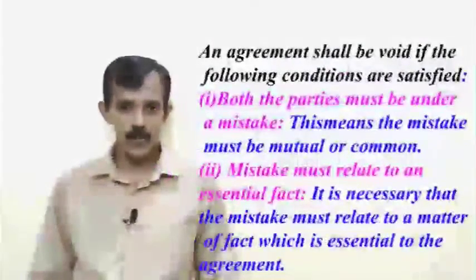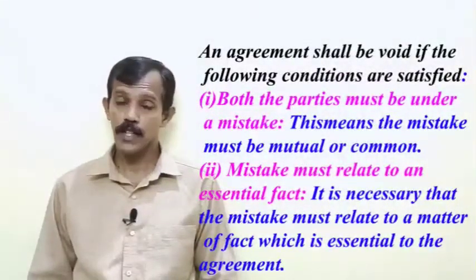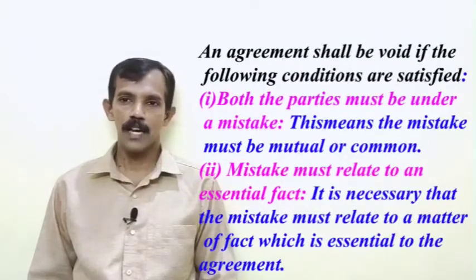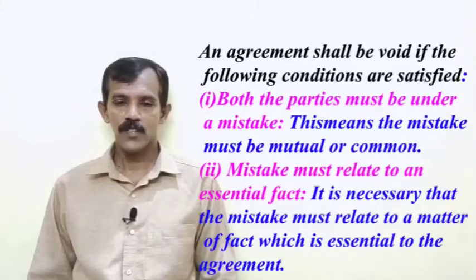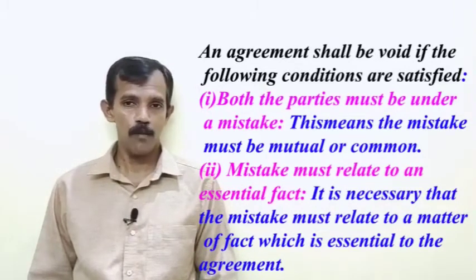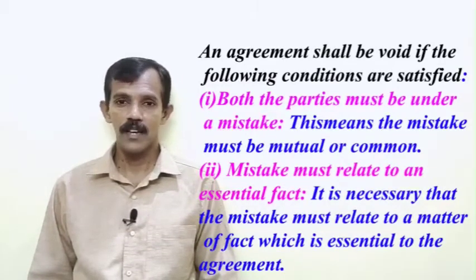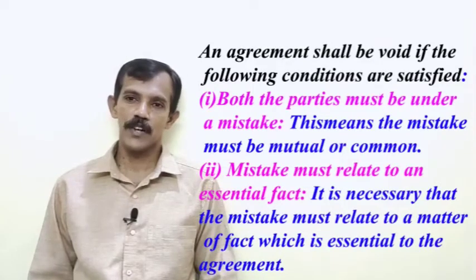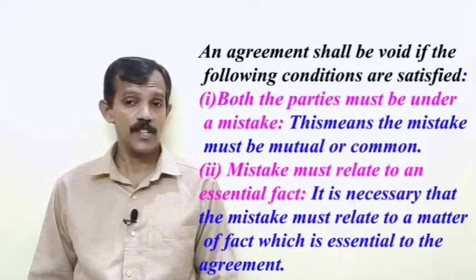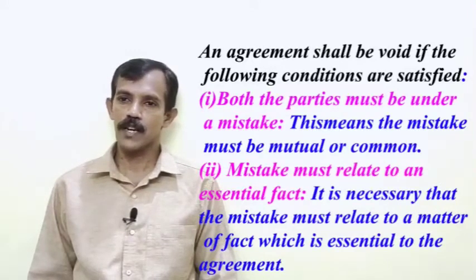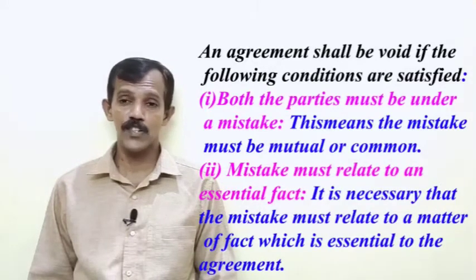The agreement shall be void if the following conditions are satisfied. First condition, both the parties must be under a mistake. This means that the mistake must be mutual or common. Second, the mistake must relate to an essential fact. It is necessary that the mistake must relate to a matter of fact which is essential to the agreement.